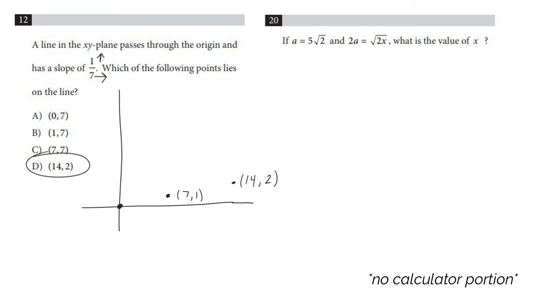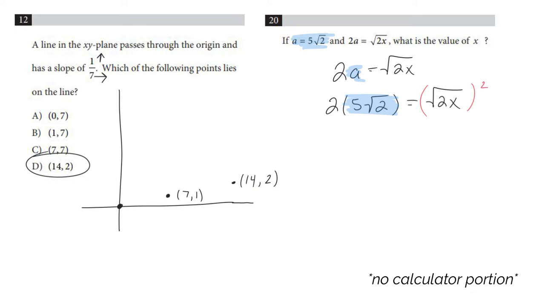The next problem says 2a equals the square root of 2x. Now we haven't gotten to these problems yet, but I am confident this is one you guys will understand based off of the unit we just completed. All I have done so far is I have taken what I know that a equals and I have plugged it into my equation. At this point, I can go ahead and undo this square root by squaring both sides.